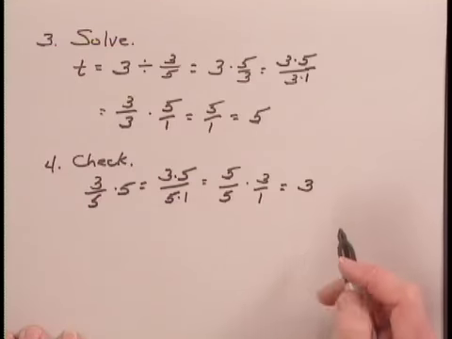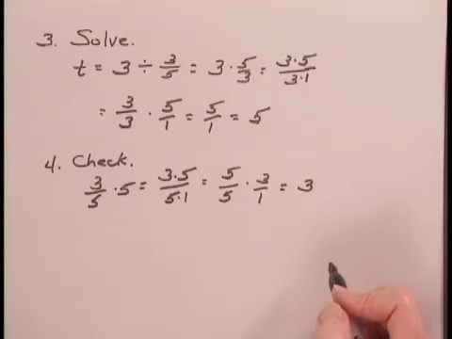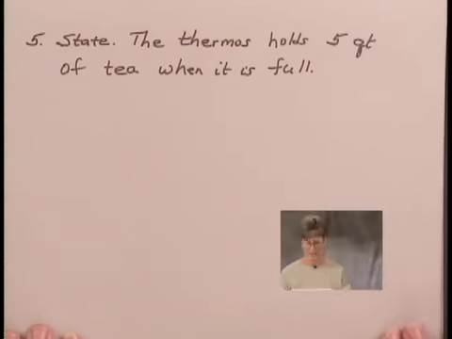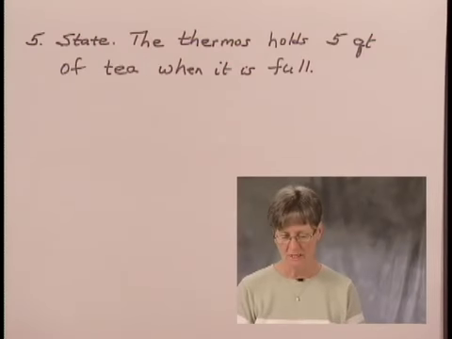So this checks in the original problem, and that allows us to go to the 5th step in the process, which is to state the answer in a complete sentence. We say the thermos holds 5 quarts of tea when it is full.